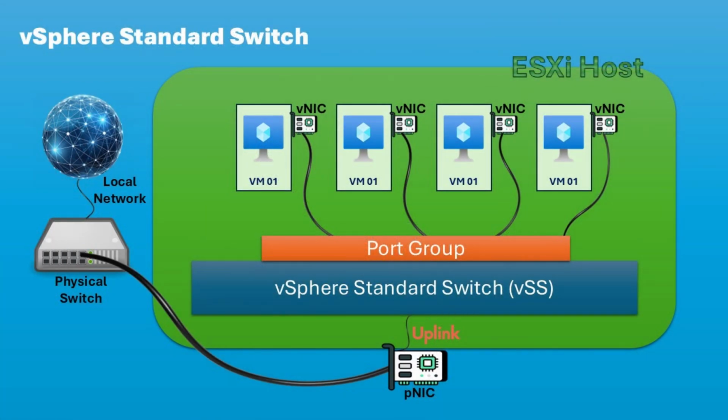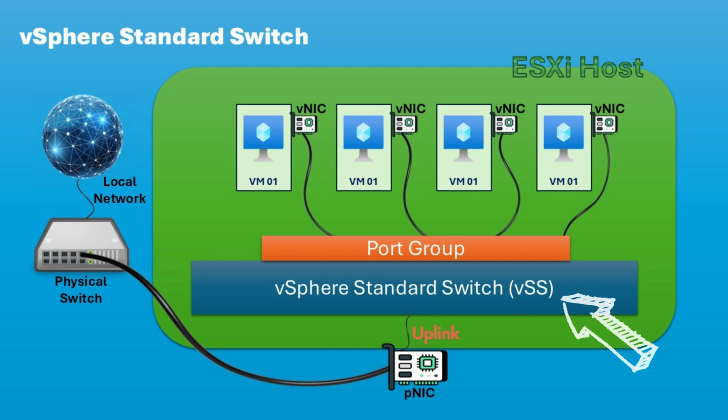A vSphere standard switch is a virtual network switch available on each ESXi host. It provides basic network connectivity for virtual machines, virtual NICs, VMkernel network services, and uplink connections to physical switches. Every ESXi host can have one or more vSphere standard switches, and each switch is managed individually on each host. The standard switch is ideal for small environments, standalone hosts, labs, or where no centralized switch management is required.